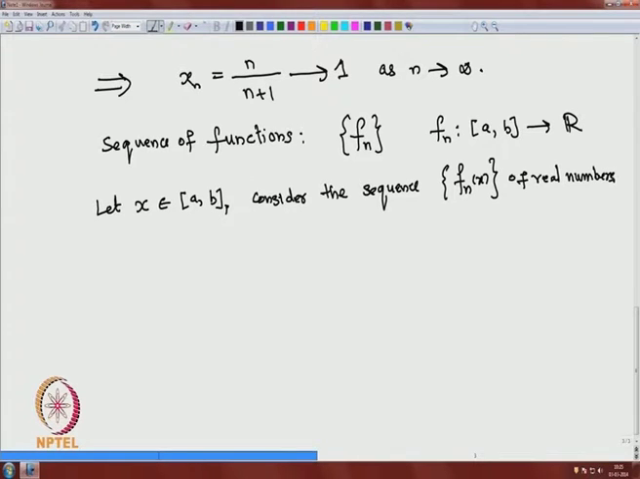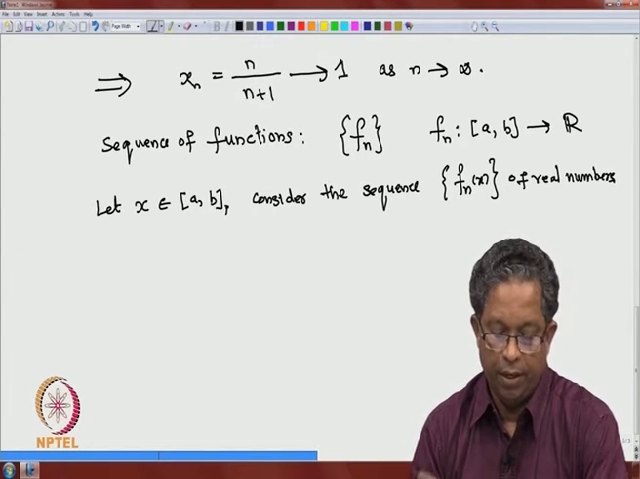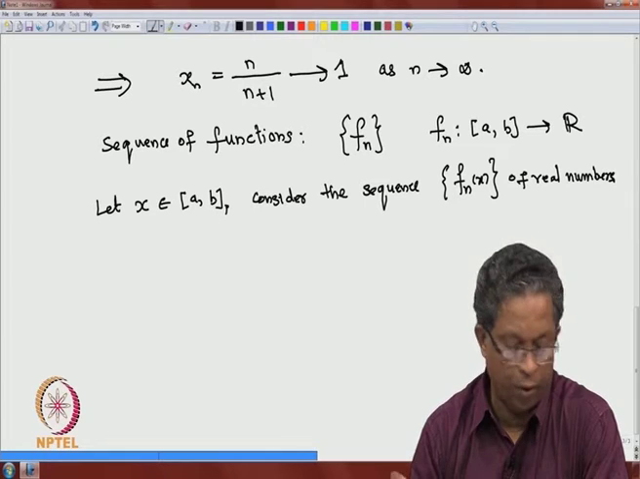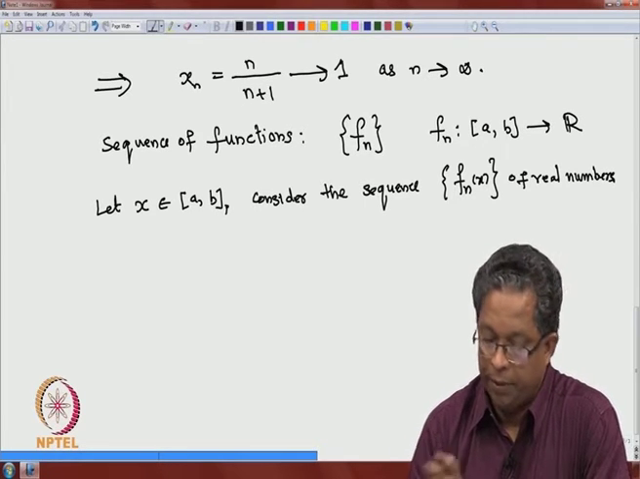Now, this sequence of real numbers for every fixed x is said to converge to a limit, call it f(x), if for every epsilon greater than 0, we can find a capital N such that the difference between f_n(x) and f(x) is less than epsilon for all n greater than capital N.